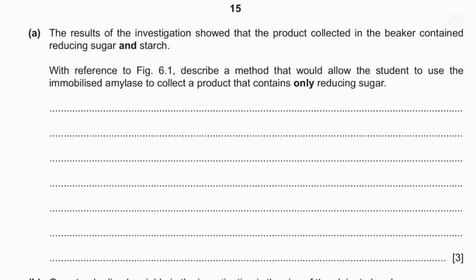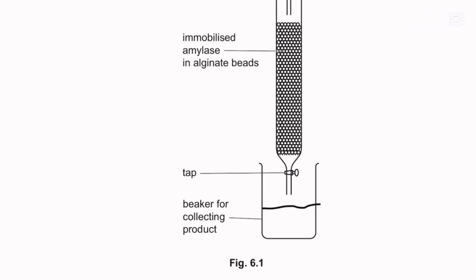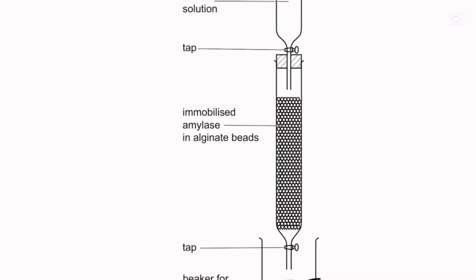So to make sure that you collect only reducing sugar, you could add more alginate beads, which means you can use smaller alginate beads and use a whole bunch more, because first of all, when you use smaller alginate beads, this increases the surface area of the enzyme, and so less of the enzyme is covered by the alginate bead, and the active site is more exposed to starch, so it could be broken down. Plus you're using more enzymes, so overall there's a higher rate of formation of enzyme substrate complex.